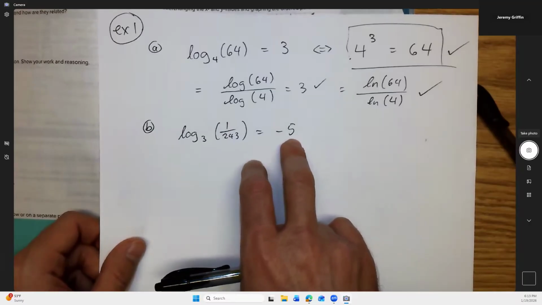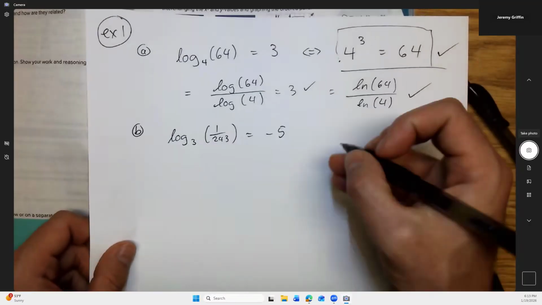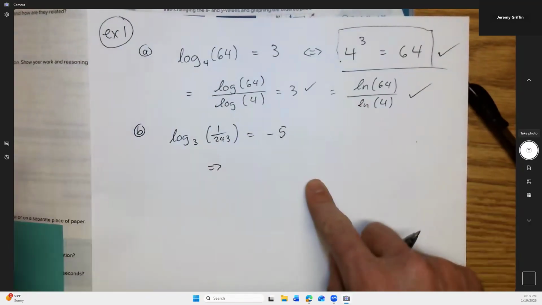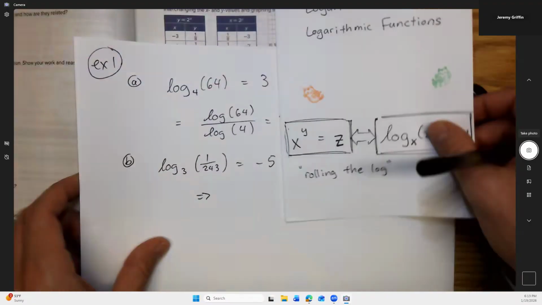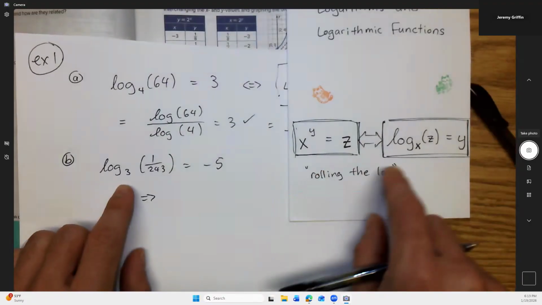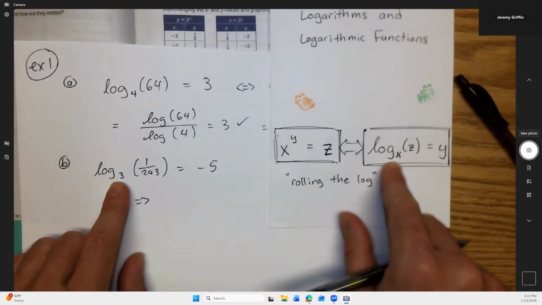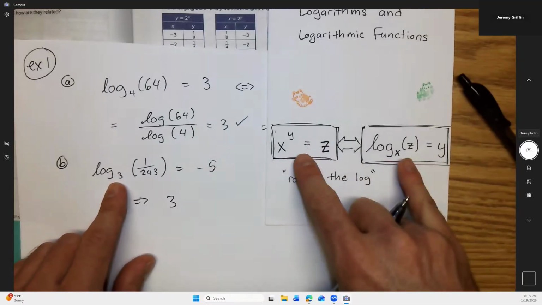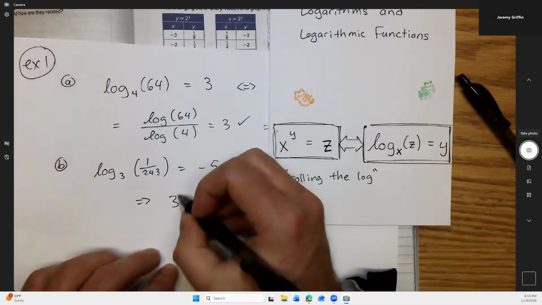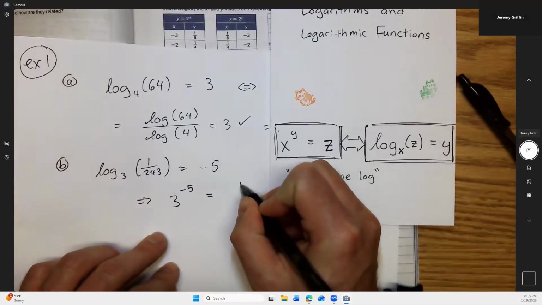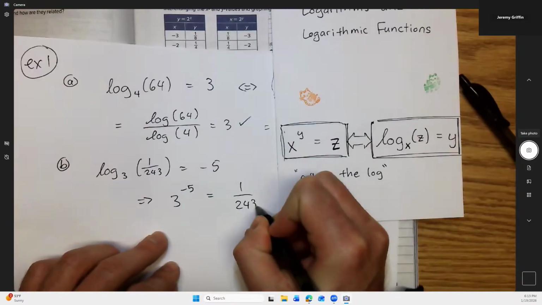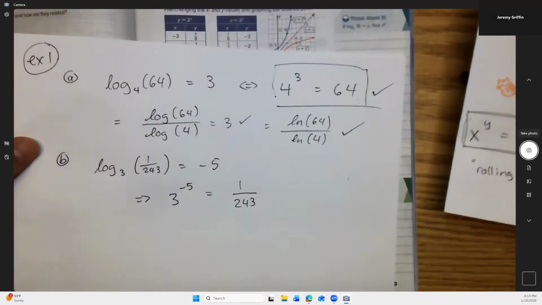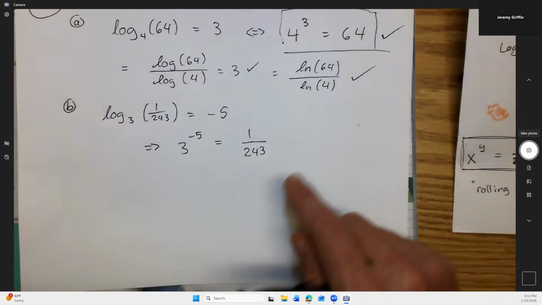That's okay. Let's see, how can I rearrange this and put this in exponent form? Just like before, I'm going to take this base right here, which is 3, and put it to the power of the other side. So it's 3 to the negative 5 equals 1 divided by 243. Example A was a real statement. So is this also a true statement? Or are they both true?